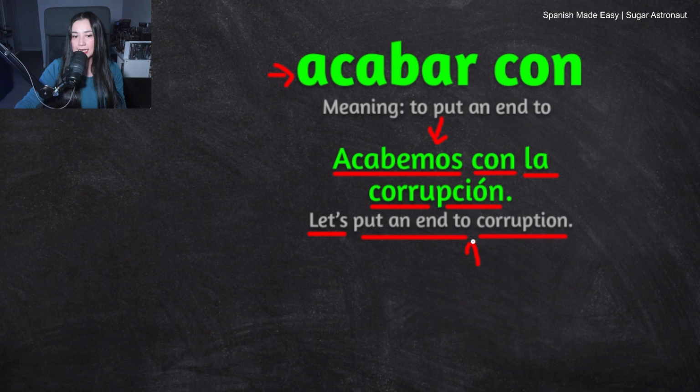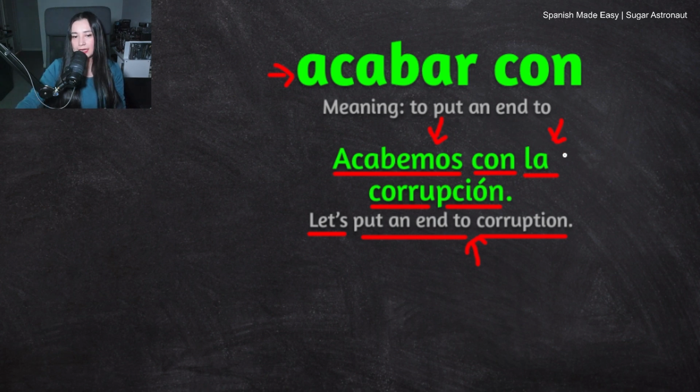Even though there isn't a de here, the corruption, in Spanish, when you are saying let's put an end to, it's common to say or place a definite article, la, el, and los, las as well. So just keep that in mind. Acabemos con la corrupción. Acabemos con la pobreza. Acabemos con la crisis. I'm trying to think of a masculine noun here, but you get what I'm saying.